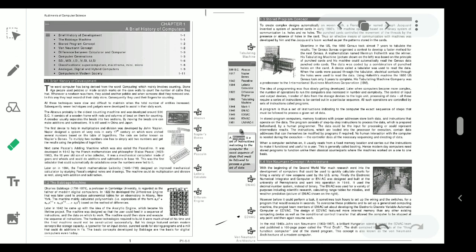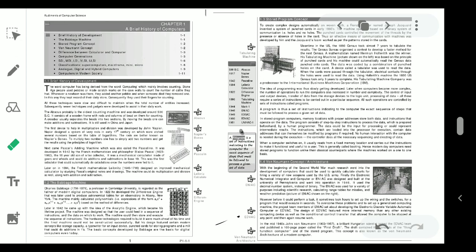Previously in ENIAC there were 3,800 or 3,600 switches. You have to switch them on, and only then will the system start. So it is a huge problem. At any point of time you cannot stop the calculation, and you cannot resume the calculation. So this drawback is improved in the EDVAC. Here you can resume your work at any point of time, you can stop your work, and you can restart.